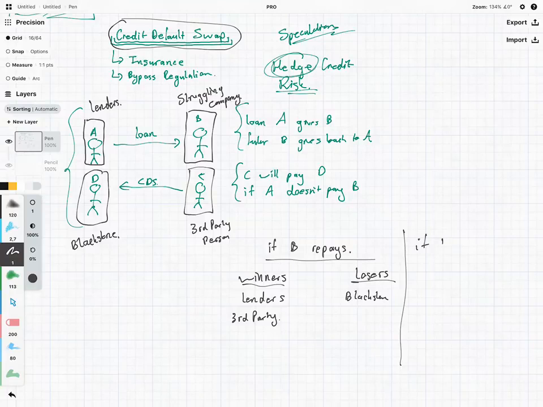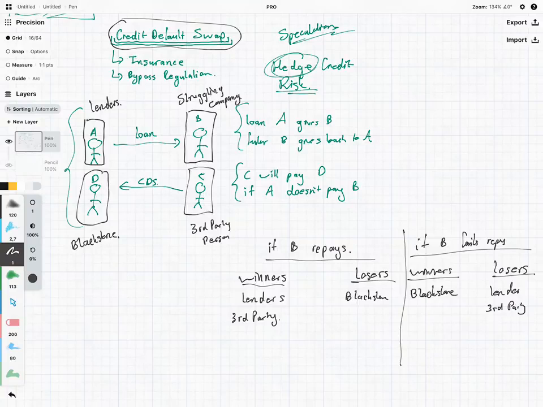Okay, now if B fails to repay, we're going to see the opposite. Okay, the winners are going to be Blackstone and the losers are going to be the lenders because they're not getting repaid their loan. The third party has to repay Blackstone because of the credit default swap, and the struggling company is a bit of a loser as well because their company's gone bankrupt. So I guess a winner here we could also say is the struggling company, in the sense that they get to stay afloat.